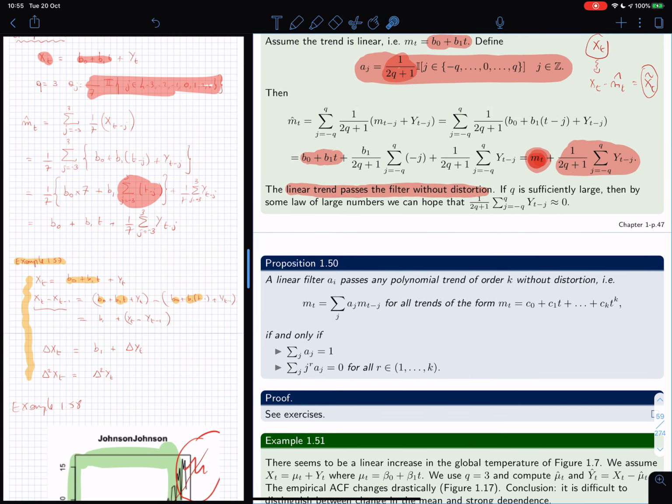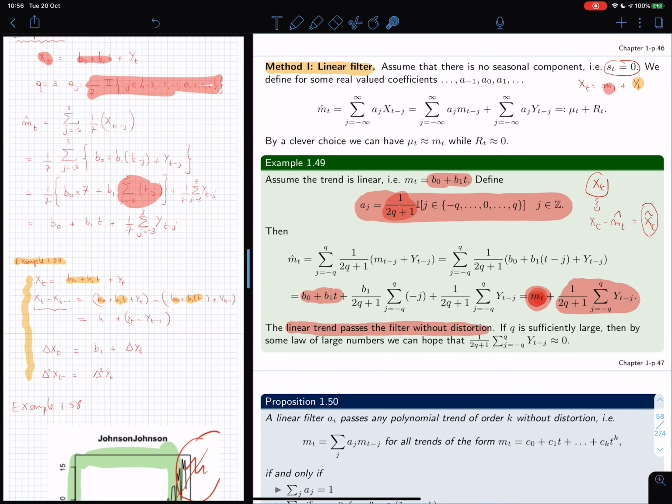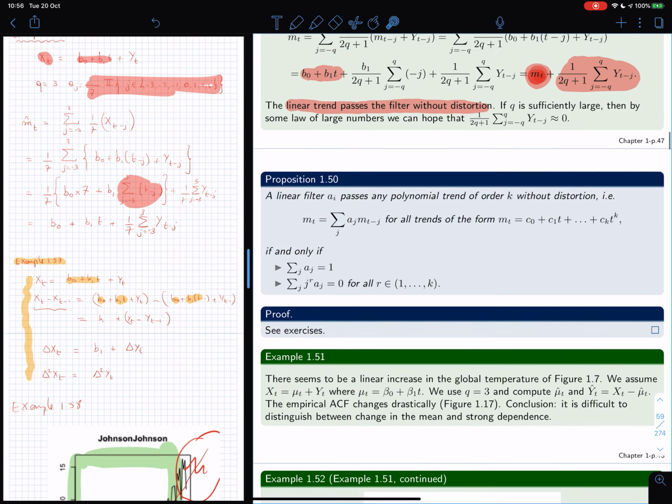So the idea is, in general, if you can find weights such that the trend basically comes out without distortion, and the random parts, the stationary component, basically comes out close to 0, then you can get quite good estimates of your trend, which you can then eliminate. You'll be left with only the stochastic part on which to focus.